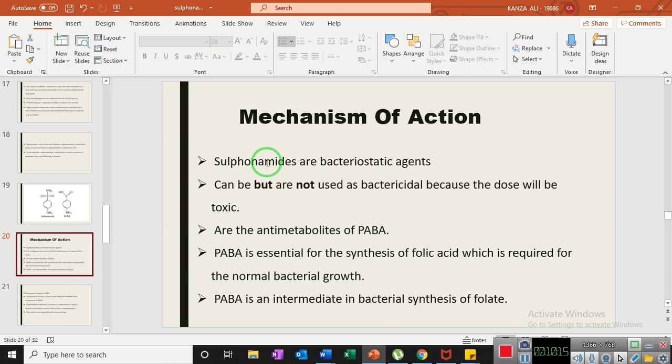Now we can say that sulfonamides are antibacterial compounds, and antibacterial compounds may be bacteriostatic or bactericidal. Bacteriostatic means they are going to inhibit the growth of the organism, and bactericidal means they are going to kill the organism.